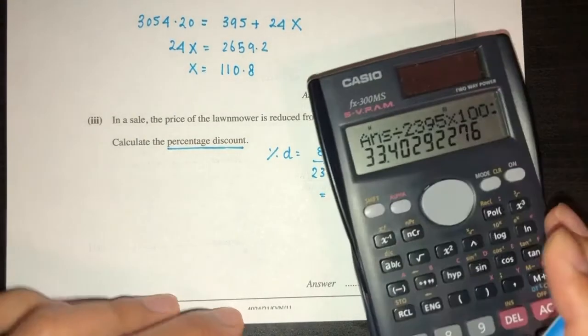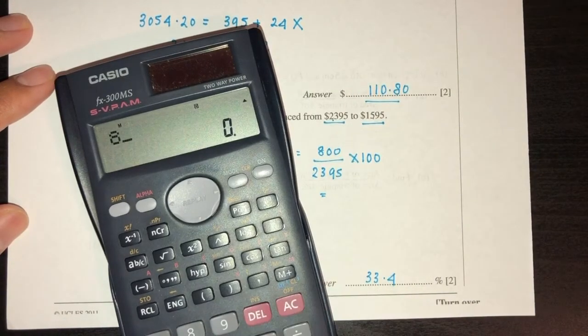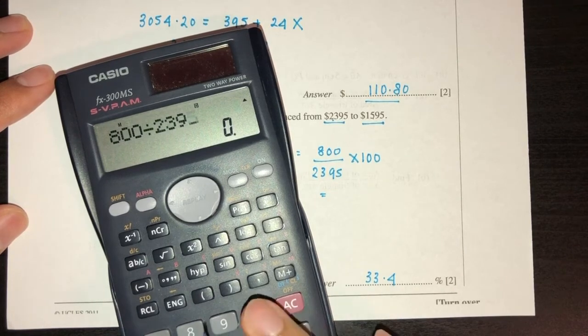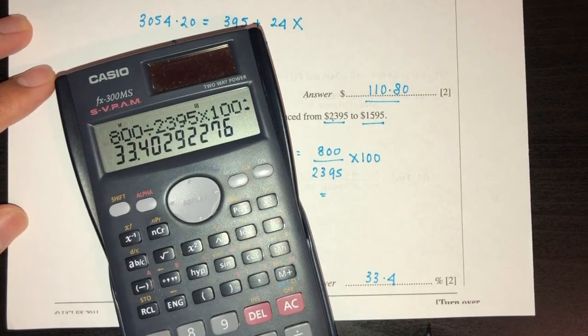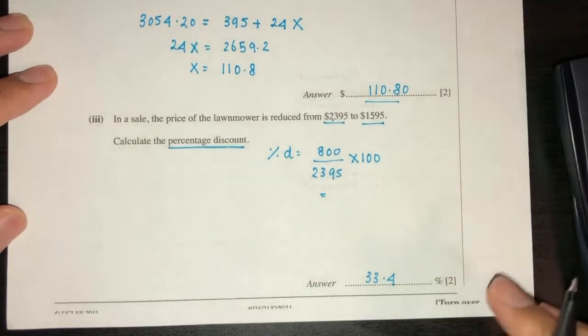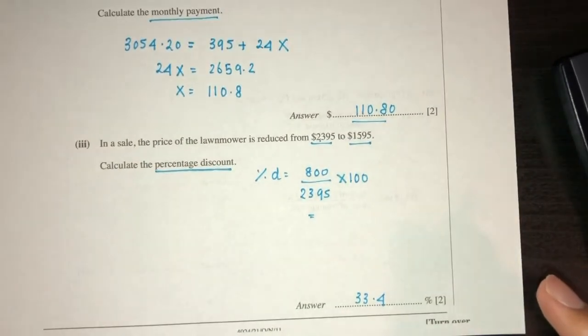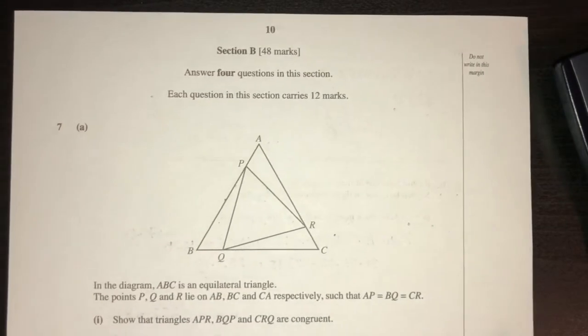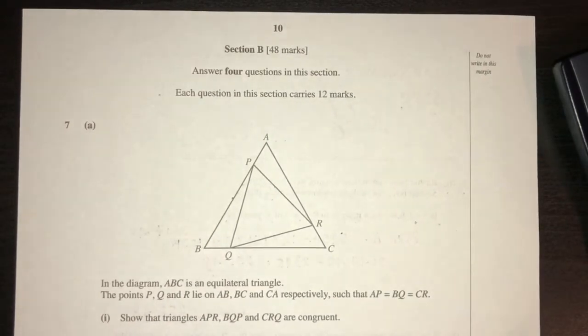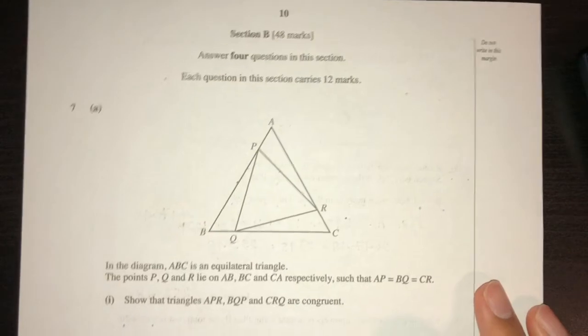Okay, so whenever I have this kind of answer, I like to double check. So 800 divided by 2395 times 100. Okay, confirm. That should be your answer. And that is your question number 6. Let's move on to question number 7. So each of these questions carries 12 marks.